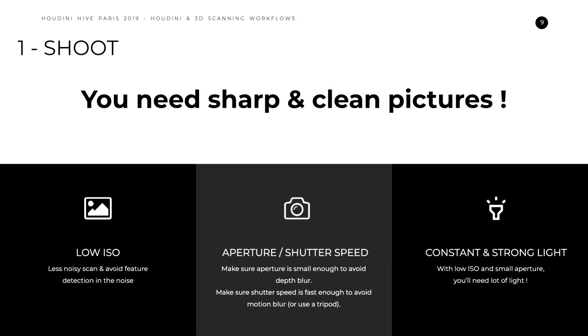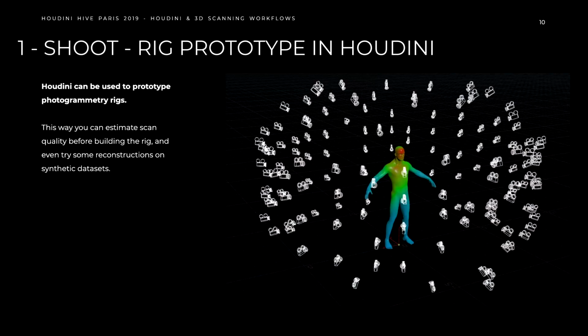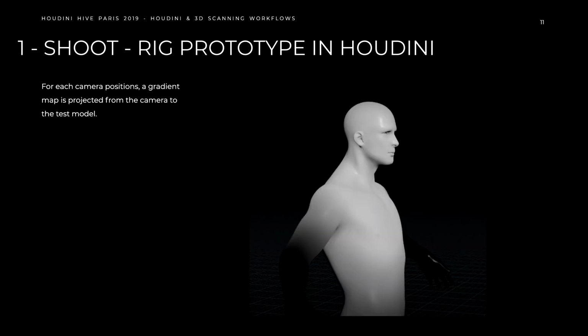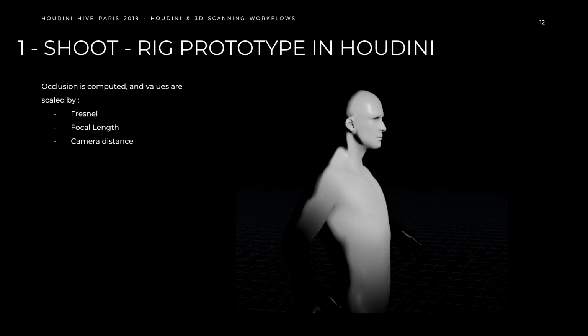Obviously Houdini won't hold the camera and take the picture for you, but you can use it as a prototyping tool if you're building a full body character rig. This is a quick tool I've done in Houdini, where you can place cameras procedurally or manually, or you can import cameras from a previous scan, and it will project the gradient map onto a model. Then we scale it by the Fresnel. We compute the occlusion. Actually, it's very similar to a square spotlight.